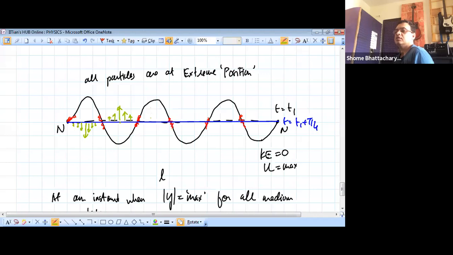So at the next instant, the kinetic energy you can see is localized around the antinodes. The particles located at the antinodes have maximum kinetic energy. The particles located at the nodes, of course, have zero kinetic energy, not only at this instant but at all instants. So the concentration of the energy has now shifted from the nodes to the antinodes, as also the quality of the energy has shifted from pure potential energy to pure kinetic energy.